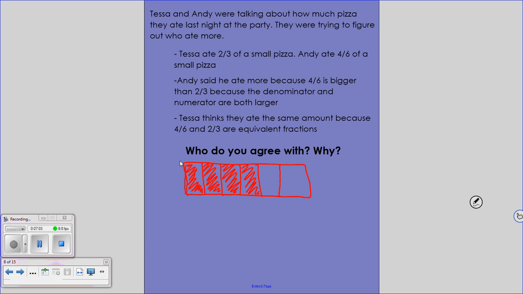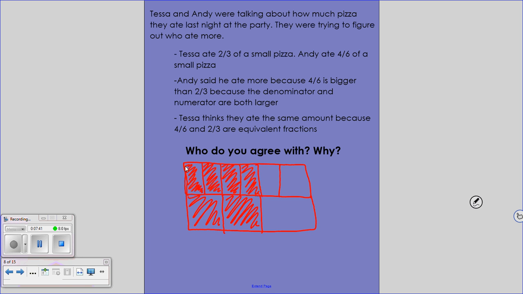Where did you do your second model? I did it under my 4/6. Like this? Good. Where did you partition that one into? 3 equal pieces. Why? Because the denominator tells you how many pieces you split under. Beautiful. And how many did you shade? 2. Very good. So you're on a roll today. All right.